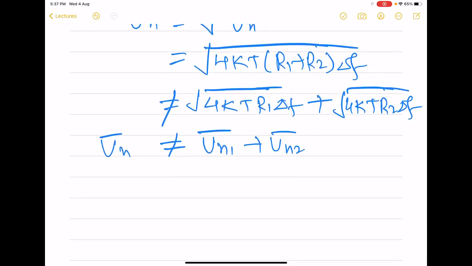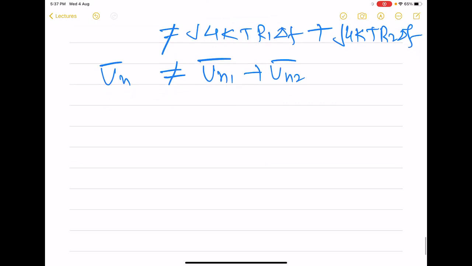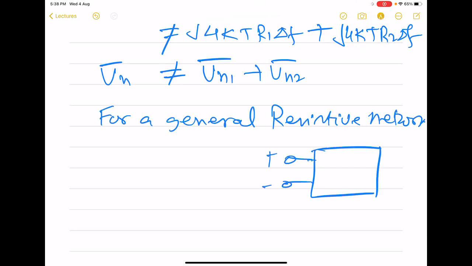So we have seen that only the mean square voltages add, not the root mean square. The root mean square voltages of two series resistors do not add. So we can add only either in the time domain or in the mean square domain. So this was for the very simple network of two resistors. Now what will happen if we have a more general resistor network? Say for example, we have a big resistive network and these two ports, these two terminals, are available to us. Then what will be the mean square voltage that we will see across these two terminals?